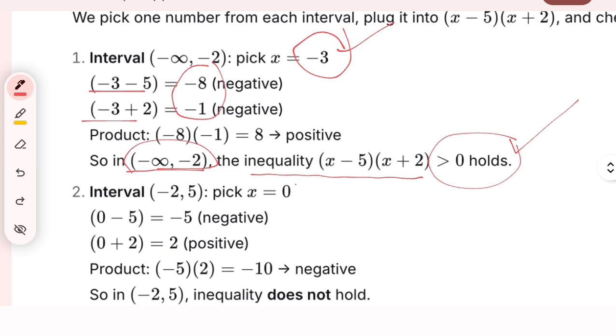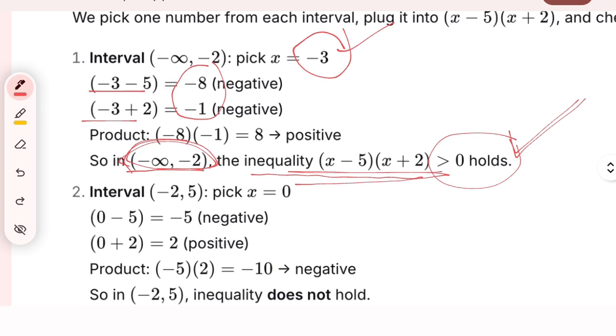Remember, this is our original inequality. X minus 5, which is actually negative 8. Then x plus 2, which is actually negative 1. So negative 8 times negative 1 is positive 8. Is it greater than 0? Yes, of course. Positive 8 is greater than 0. Therefore, we can conclude that the first interval of negative infinity to negative 2 is correct. It holds. It fits the original inequality.